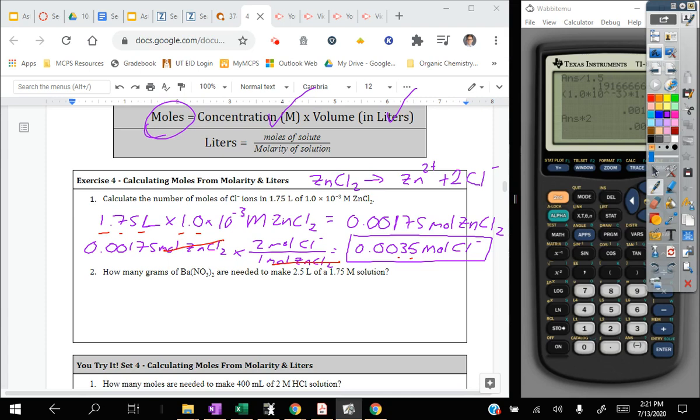Here, I'm trying to find grams of barium nitrate needed to make a 2.5 liter solution with a concentration of 1.75 molar. So this is a good question if you're trying to make this particular solution. I need 2.5 liters at the end of the problem, and I need it to be 1.75 molar. How many grams is that? How much do I have to weigh on my scale? This is a really practical problem. 2.5 liters times 1.75 molar barium nitrate.